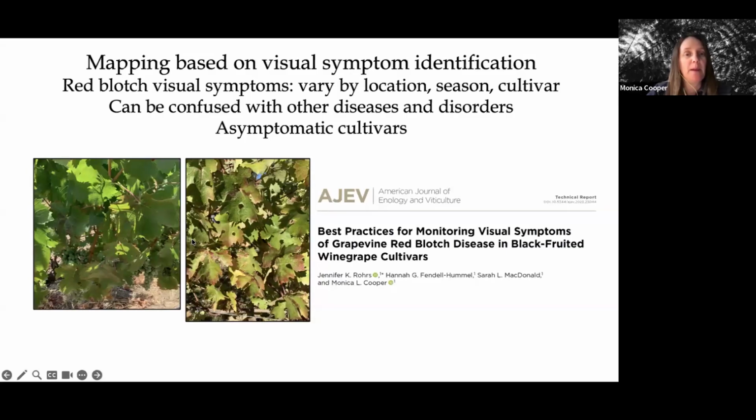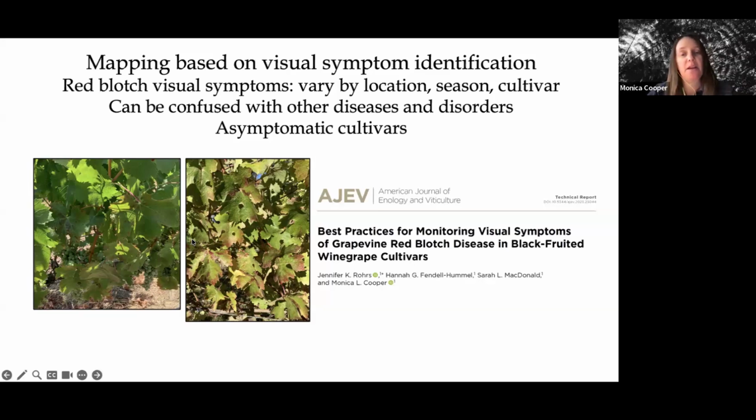As I mentioned, mapping is principally based on visual symptom identification, and visual symptoms can be a little bit tricky. So it definitely takes time to get an expertise to be able to pick out, oh, that's a red blotch diseased vine as compared to a vine that might be expressing symptoms of a nutrient deficiency or another disease or pest. And on top of that, the red blotch disease itself, the symptoms can vary by location, season, and cultivar.